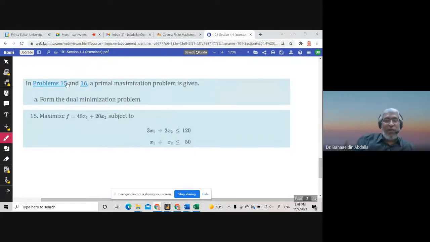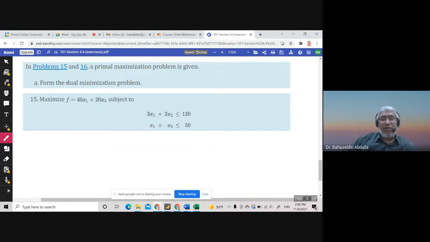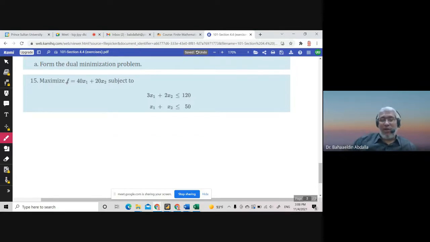Let us see another question. In this problem, a primal maximization problem is given. So now the maximization problem is given, and I need to form the dual minimization problem. Well, it is the same thing. The dual of the minimization is the maximization, and the dual of the maximization is the minimization. So you can do the same steps here, but you have the maximization and you will find the dual minimization problem. Just keep this in mind.